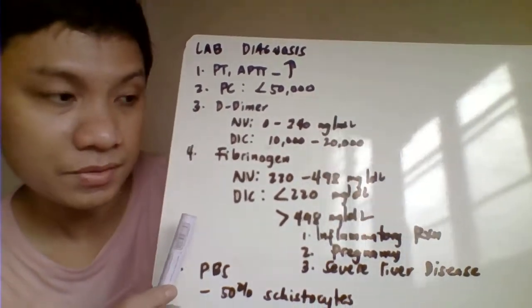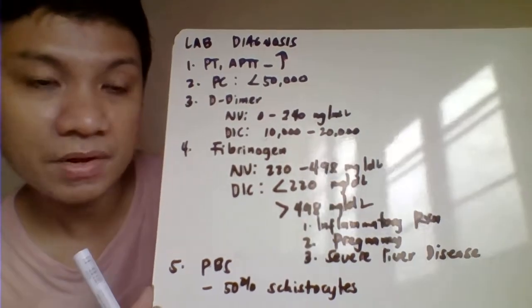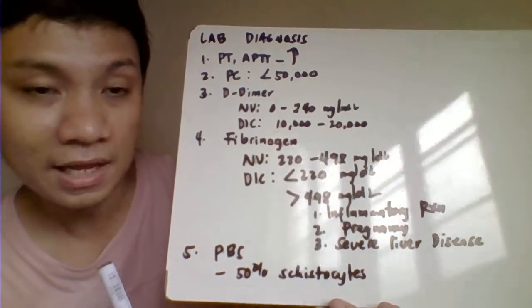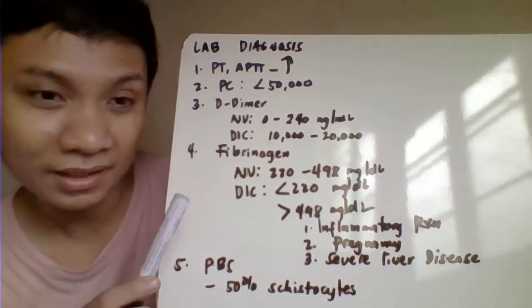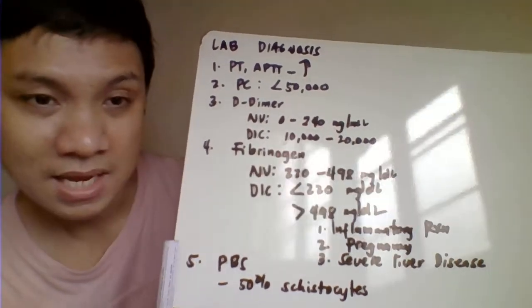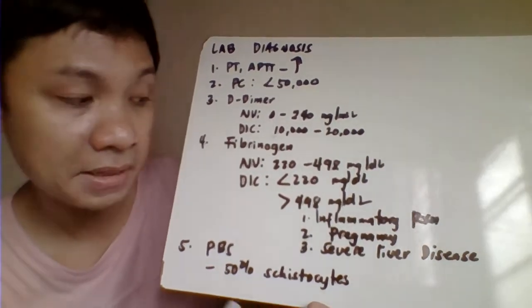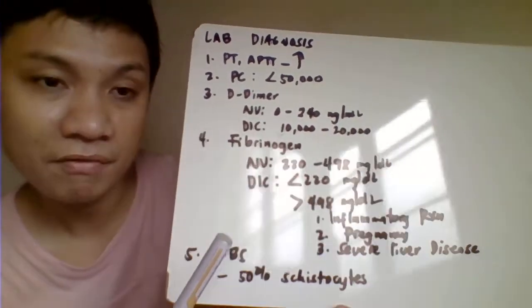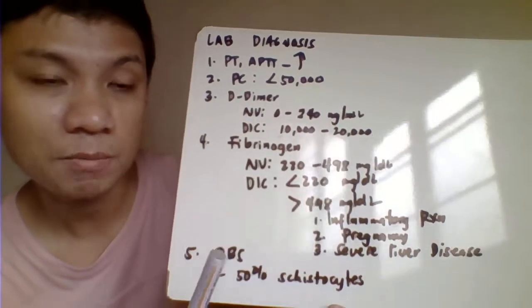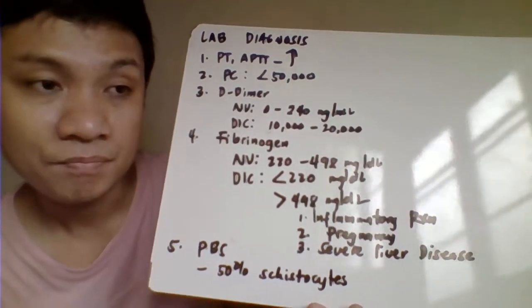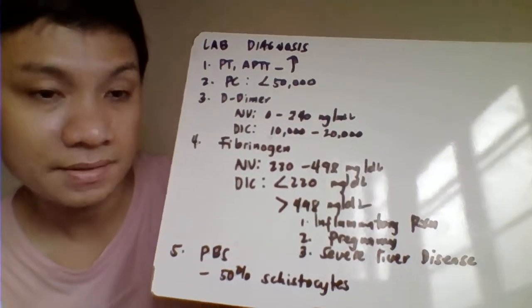Another one, fibrinogen. Okay, the normal values of your fibrinogen is 220 to 498 mg per dl. In the case of your DIC, okay, that's less than 220, because madaming fibrinogen will be converted to your fibrin clot. In the case of more than 498 mg per dl, that could be seen here in our inflammatory reactions, and even a severe liver disease or even a pregnancy.